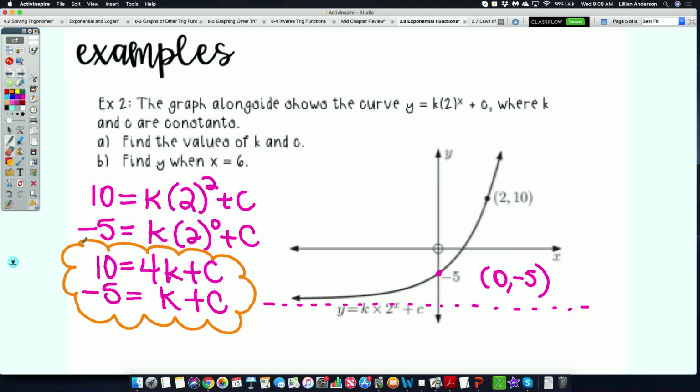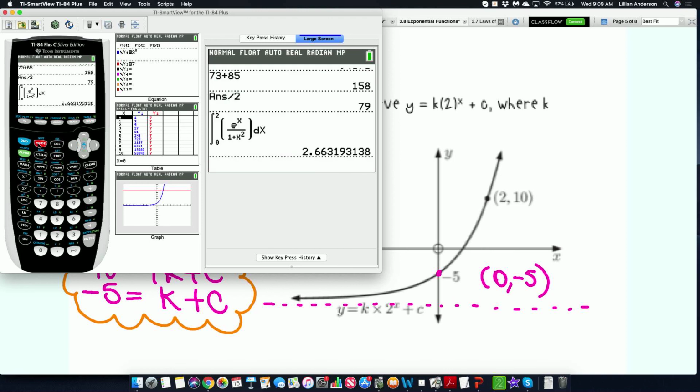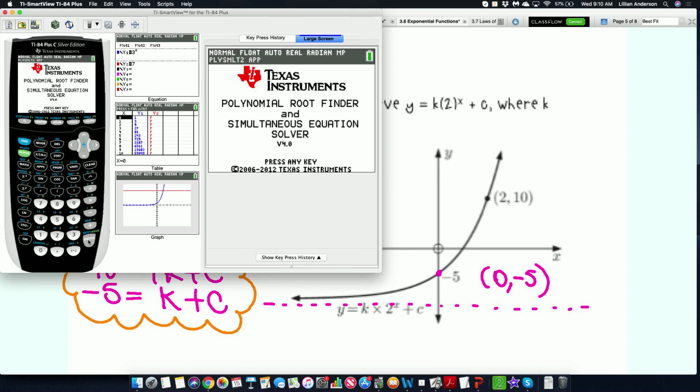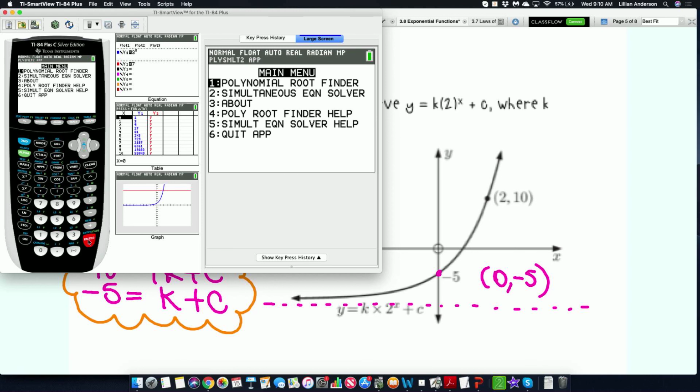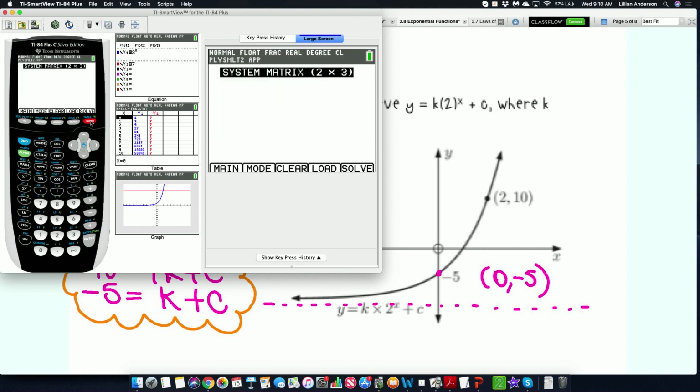So it's a system of equations, which means we can plug it into PlySmlt2 back in our calculator. This is a lot of review in this lesson already. How do we get to the feature that allows us to solve this system? Apps, option 4, that's my PlySmlt. It basically stands for polynomial simultaneous equation. Which one am I going to? Option 2. How many equations? 2. How many unknowns? 2. Very good. Now I go to next.